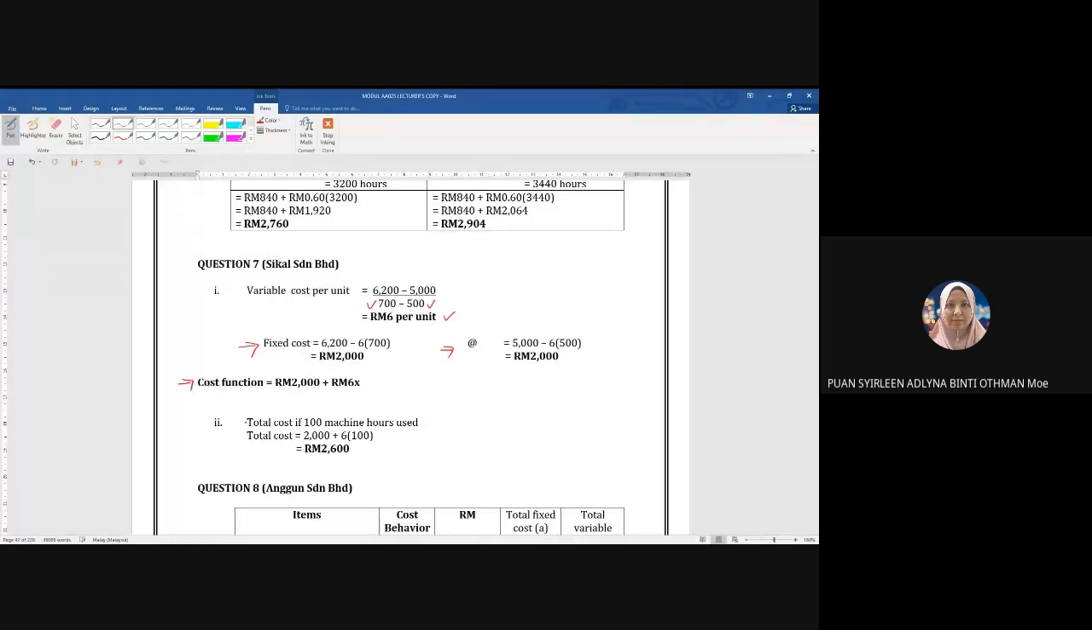Okay, so dia suruh calculate total cost. Kalau 100 machine hours was used, so your total cost will be 2,600. So that is for number 7.